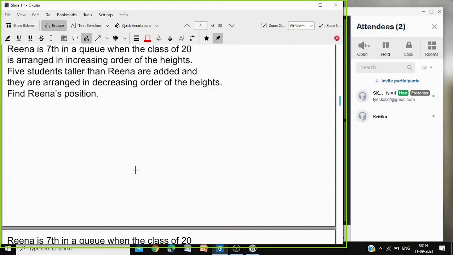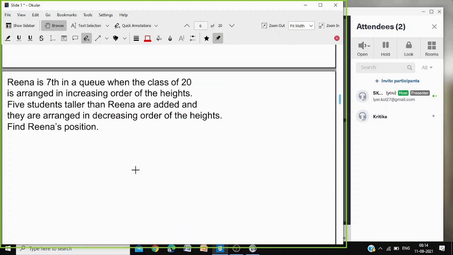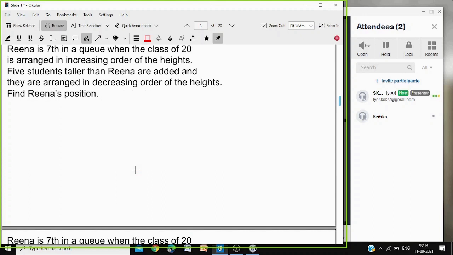Now, Reena is 7th when the class of 20 is arranged in increasing order of the heights. All the girls are arranged in increasing order of heights, from small height to big heights, and Reena becomes the 7th. 5 students taller than Reena are added, and now they are arranged in decreasing order of the heights. Find Reena's position.